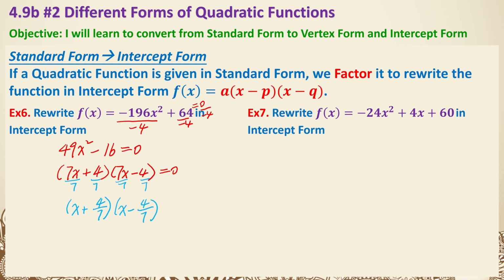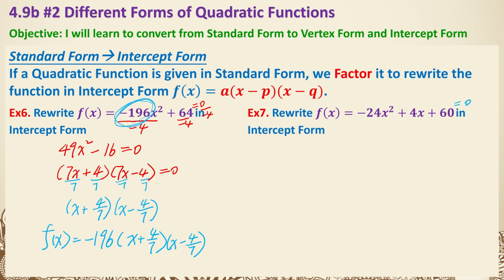In this case, you do not have to worry about finding the zeros. Then make sure you use the opposite number inside the parentheses. Okay, so finally, our intercept form, we're still going to use the leading coefficient. Remember, it's not 49, it's negative 196. And we have x plus 4 over 7 and x minus 4 over 7. That is example 6.